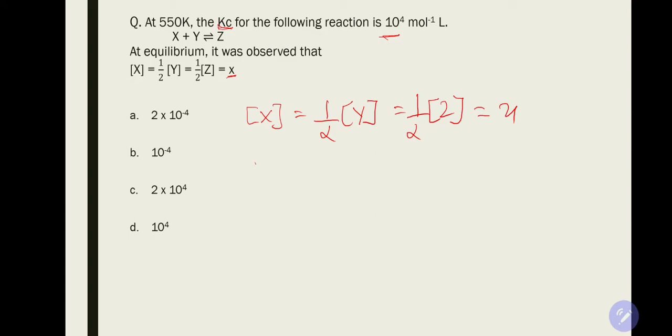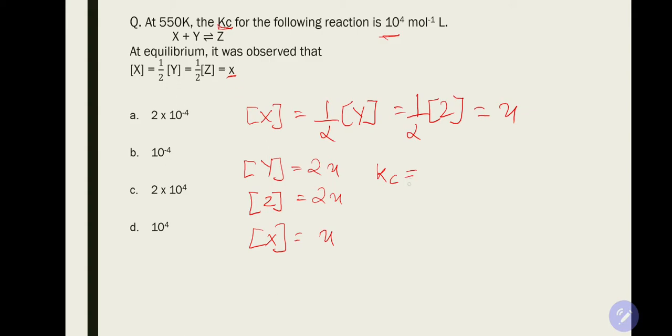So can I say the concentration of Y is equal to 2x, this 2 will get multiplied with x, so it will form 2x. And the concentration of Z is what? It is again nothing but 2x, right? Sorry, Z is 2x and the concentration of X is what? It is x, right?